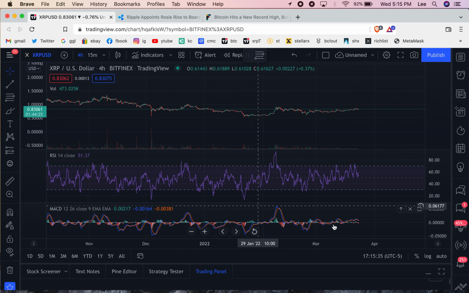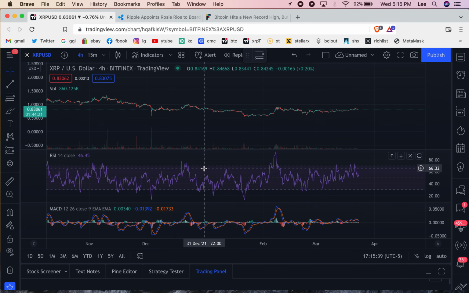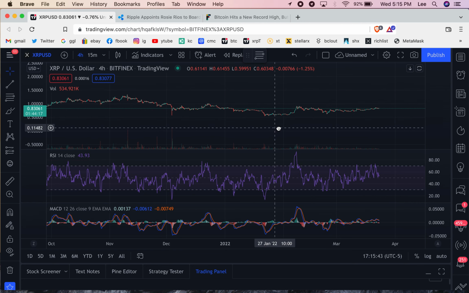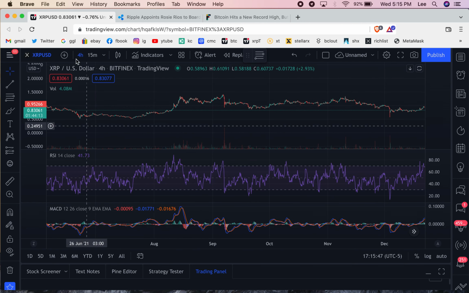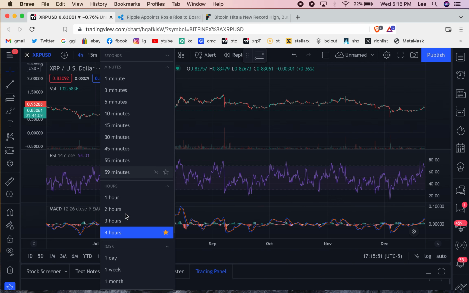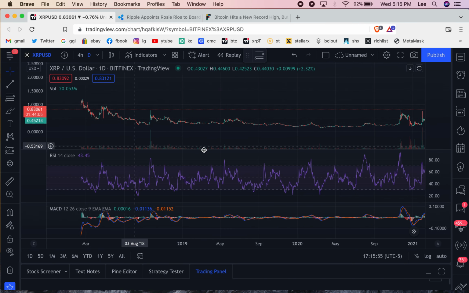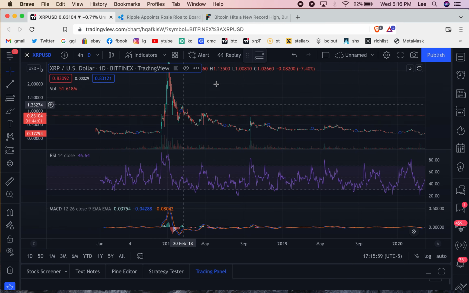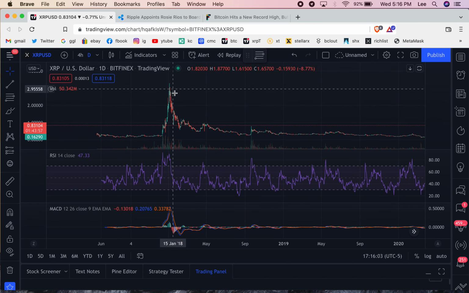You can use up to 2 indicators for free. You can go to TradingView, and we're looking at XRP right now. So we're going to go back to 2017. Let's go back to the daily here. I'm going to change the time frame, so we'll just make it the daily. Okay, we're getting there. Whoa. Okay, this is when it hit 3.68.